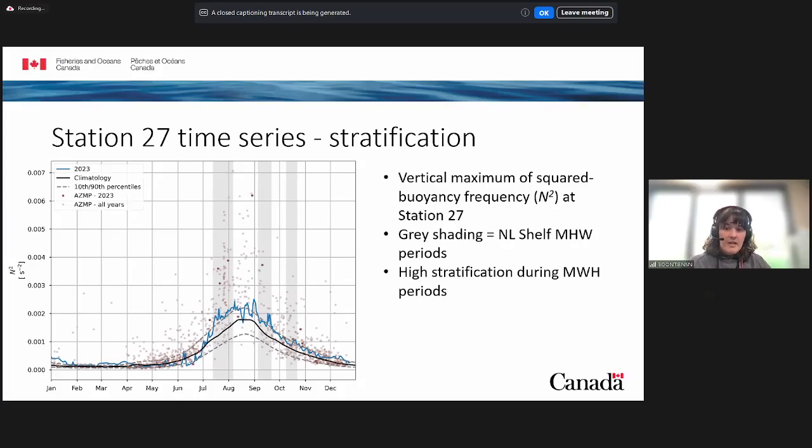During the marine heat wave periods in gray, it's clear that the water column is typically highly stratified, often exceeding the 90th percentile. The strong stratification may be a factor contributing to the intensity of the marine heat waves, as a more stratified water column is less prone to vertical mixing and redistribution of the heat forcing at the surface.